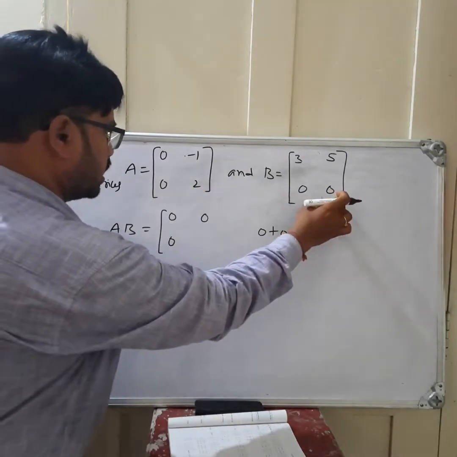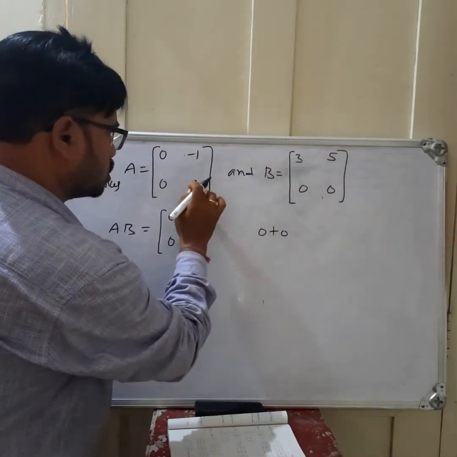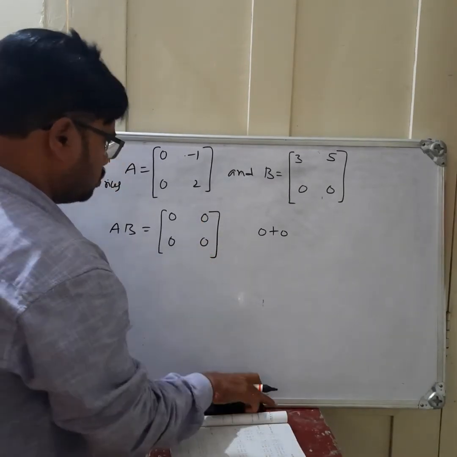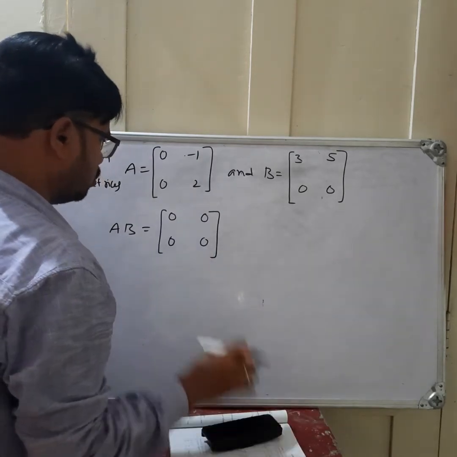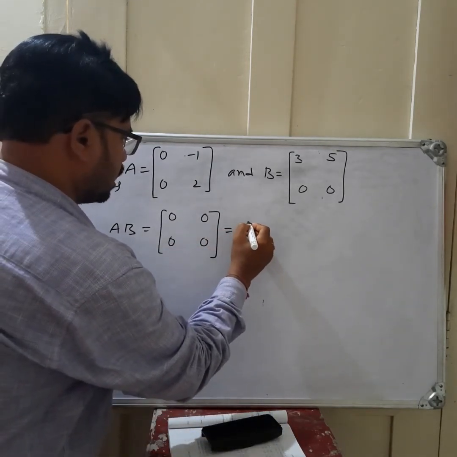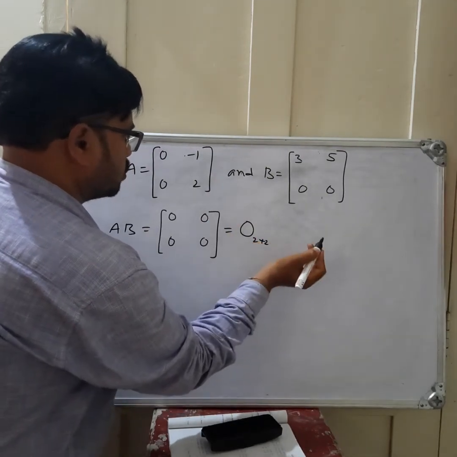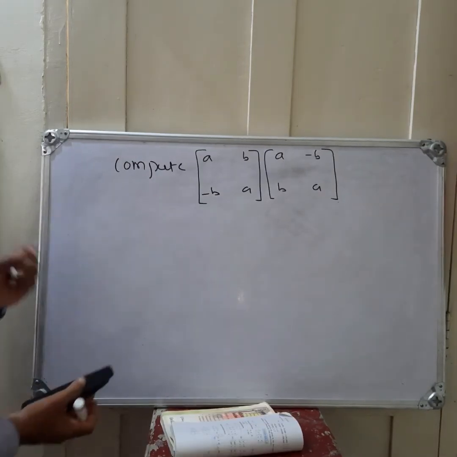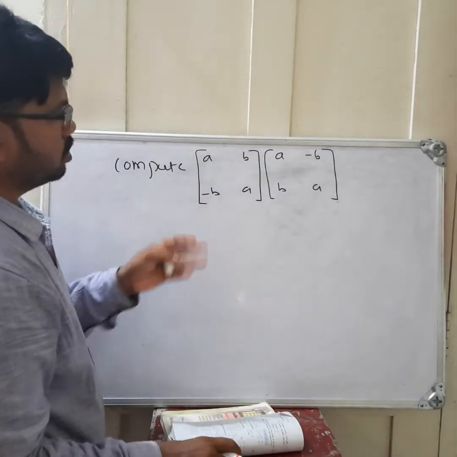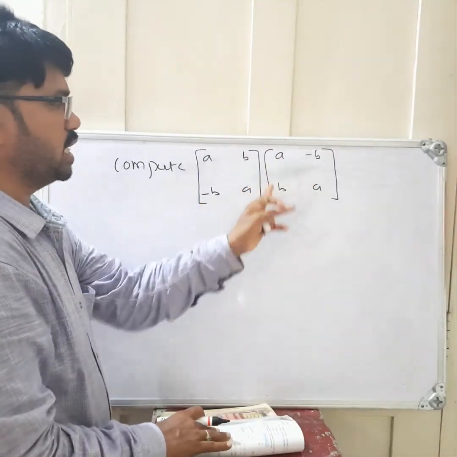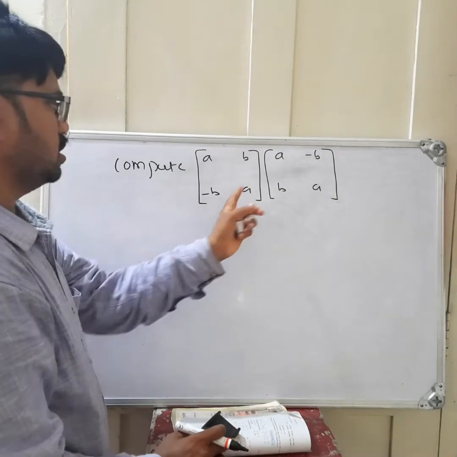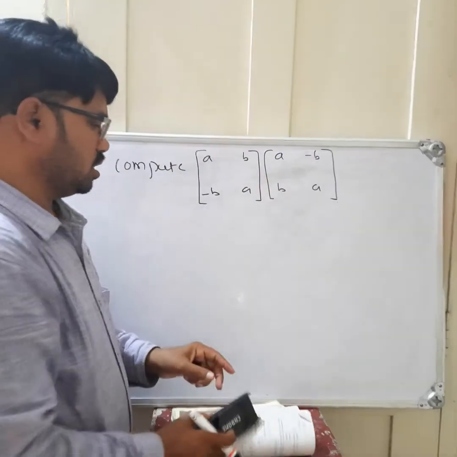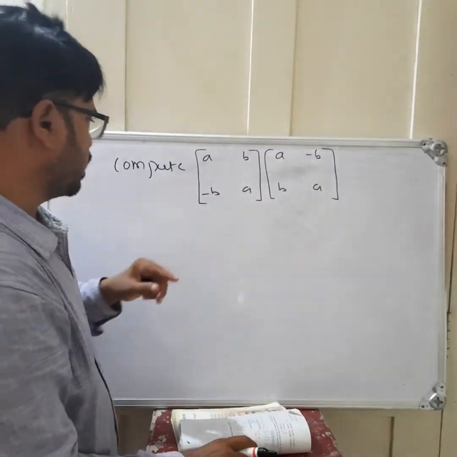Next second row, second column, 0 into 5, 0, plus 2 into 0, 0. Again we get 0 plus 0, the value is 0. So here the resultant matrix AB equals 0 0 0 0, which indicates the null matrix of order 2 by 2. So students, next numerical, compute AB minus BA and A minus B times A minus B. That means we have to multiply these two matrices. Here see, both are 2 by 2 matrices.